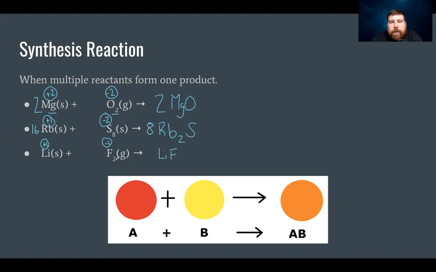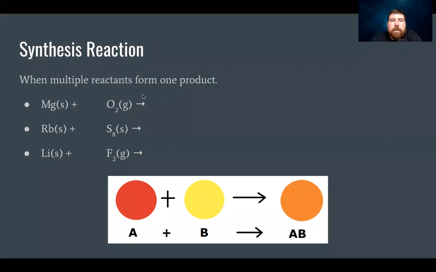The fluorine has a subscript of 2. The lithium now will be a 2 coefficient there. So generally speaking, when we're looking at synthesis reactions, we combine the elements based off of their charge and make one compound. You know it's a synthesis reaction when all you're doing is combining elements.